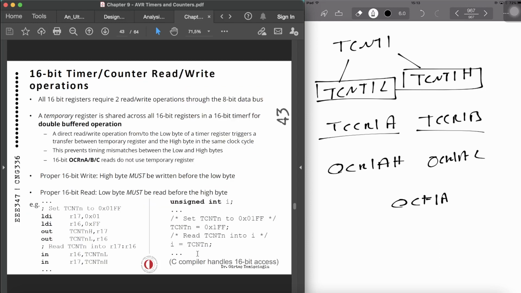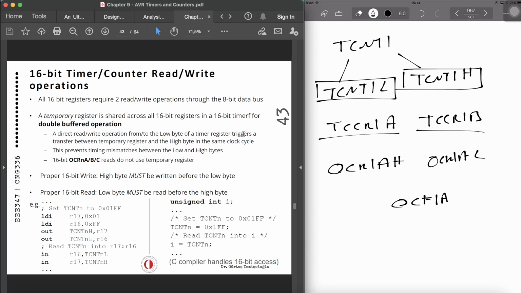And read-write operations. Now this is important because as we have split the registers into 2, we have to be really careful, because all 16-bit registers require 2 read or write operations through the 8-bit data bus. So we have to read or write the low byte and then the high byte and so on. Now there is a temporary register, which we use in between these 16-bit registers in a 16-bit timer for double buffered operation. This is important. A direct read or write operation on the low byte of the timer registers triggers the transfer between the temporary register and the high byte in the same clock cycle.